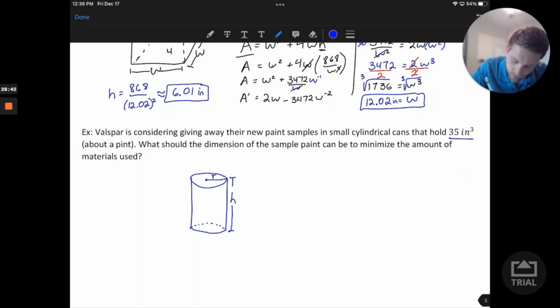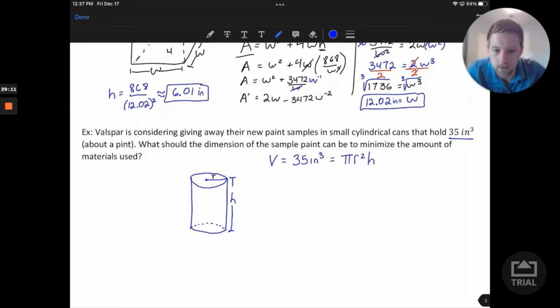We'd say that the volume, which we would call 35 inches cubed, we can express the volume of the cylinder by, again, the area of the base times the height. It's very similar to how we did the box, but now the base is a circular shape. So the base area would be pi r squared, times the height, which would just be h. So the constraint here is the volume, which is 35 inches cubed, equal to pi r squared times h. That would be our constraint.